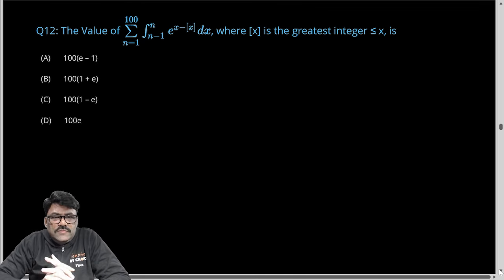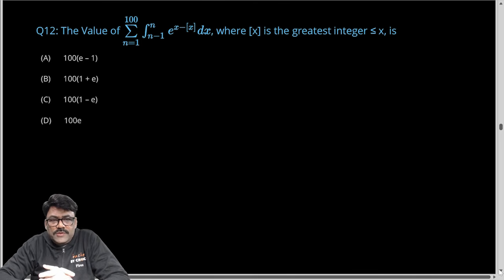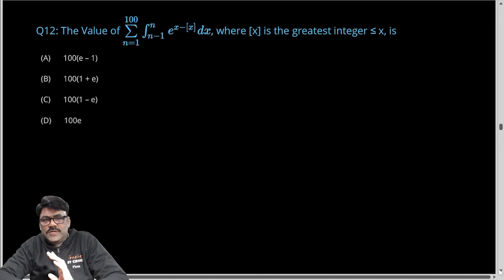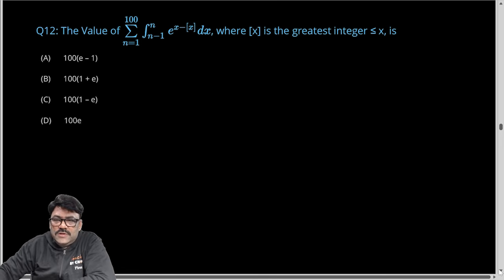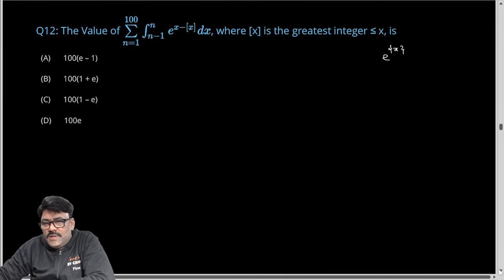Okay, see this question. This is from definite integration. You have to find sigma n varying from 1 to 100, integral from n minus 1 to n, e raised to x minus integral part of x dx. And e raised to x minus integral part of x is nothing but e raised to fractional part. And fractional part is a periodic function with period 1.